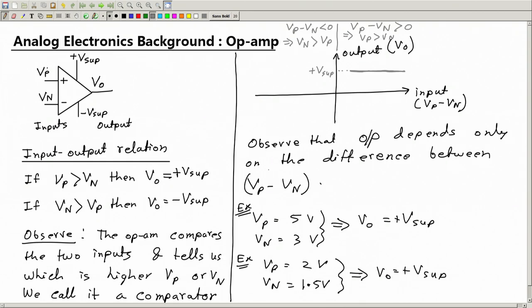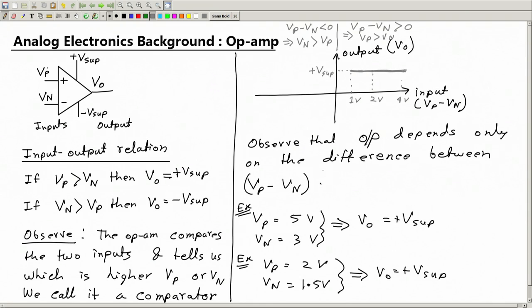and it doesn't depend on the difference actually. The difference can be, say here, VP minus VN is 1 volt. Then also the output is plus V supply. Say here at this point VP minus VN is 2 volt. Then also the output is the same, plus V supply. Say here this value is 4 volt, so that means VP is 4 volt more than VN. Then also the output is plus V supply. So therefore we have a straight horizontal line.